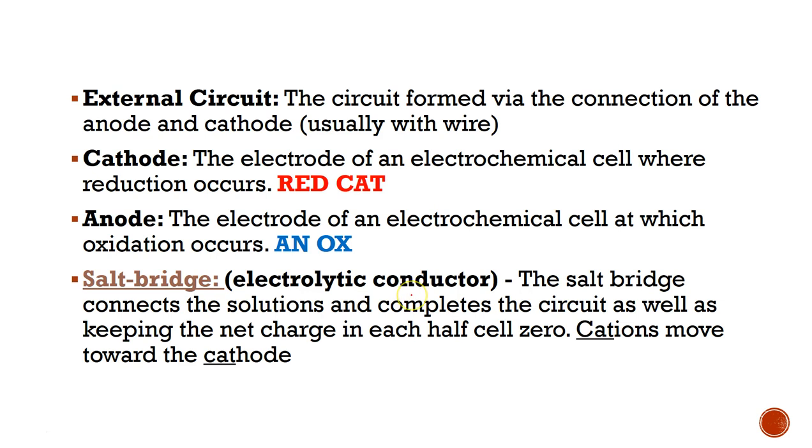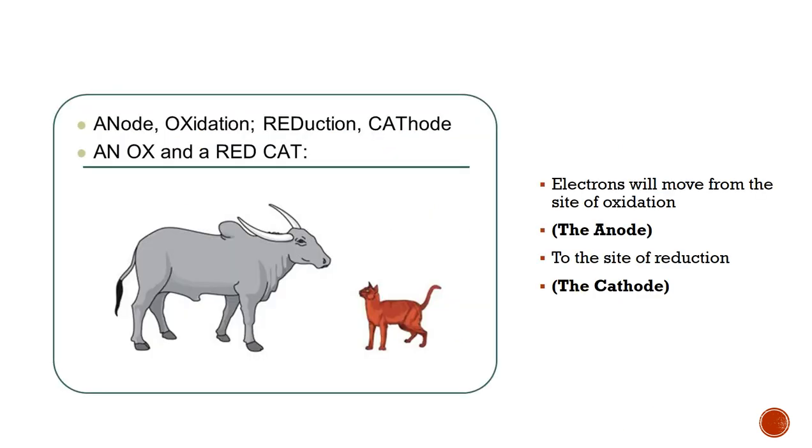And then we have the salt bridge, which is our electrolytic conductor that completes the circuit between the two half cells and keeps the net charge in each half cell zero, with cations moving towards the cathode and anions moving towards the anode. Okay, so this is just a little picture for you to remember that we have anode, which is oxidation, so an ox, and red cat is reduction at the cathode.